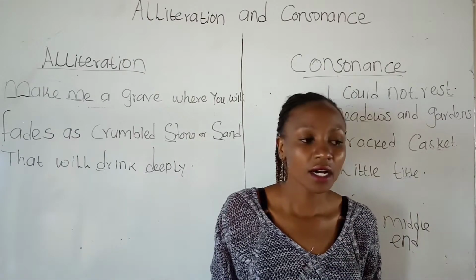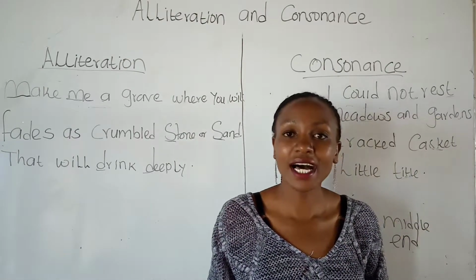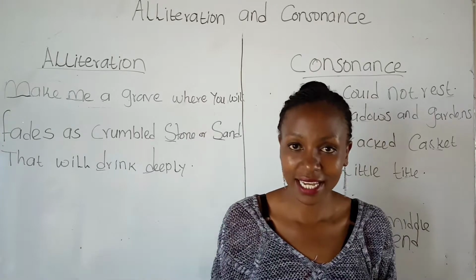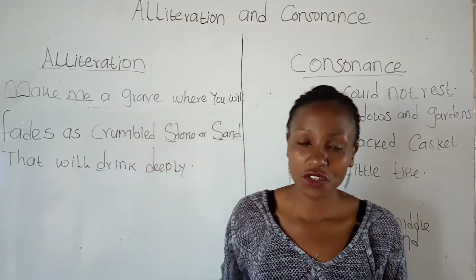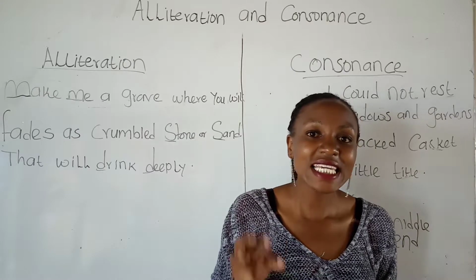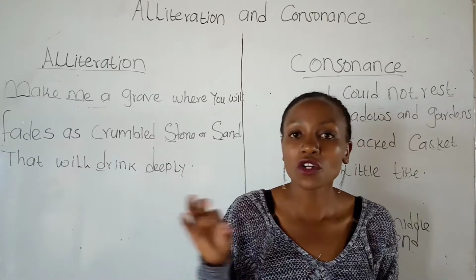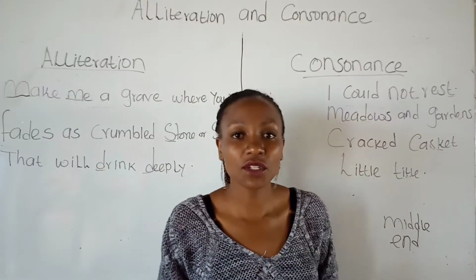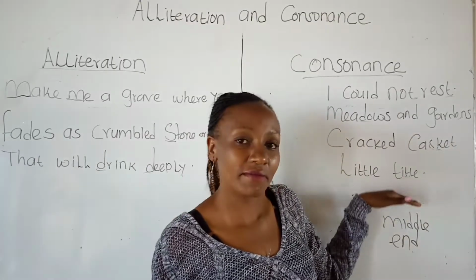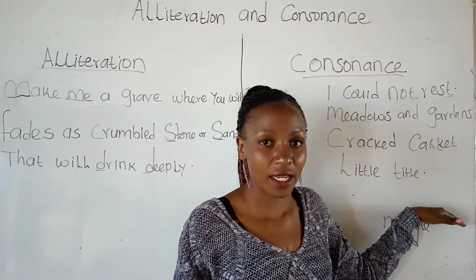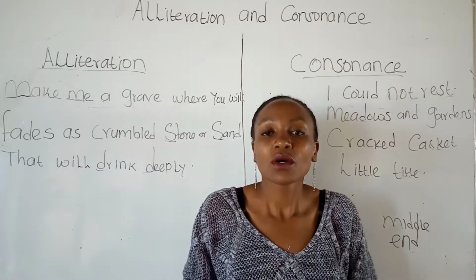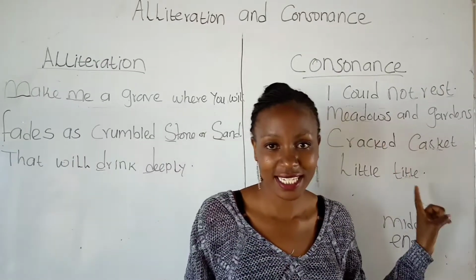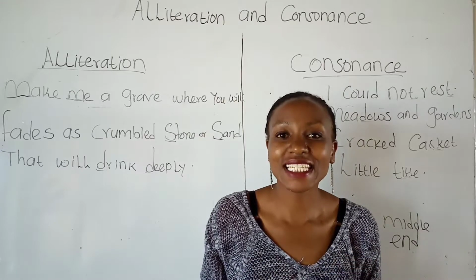to make the poem memorable and interesting. What are the differences between the two terms, and what are the similarities? The difference is alliteration involves the repetition of initial consonant sounds, or consonant sounds at the beginning of a word. But consonance involves the repetition of consonant sounds in the middle or at the end of a word. So that is the difference. What about the similarity? Both alliteration and consonance involve the repetition of consonant sounds.